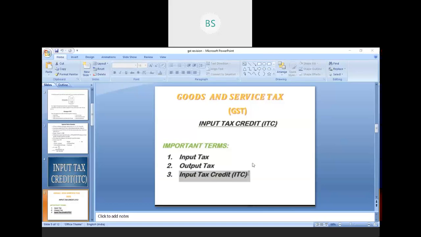Okay, so clear about input and output tax? So now what do you mean by input tax credit? If you know this input tax and output tax, you should know input tax credit. For example, I can say the cost price of a pen.